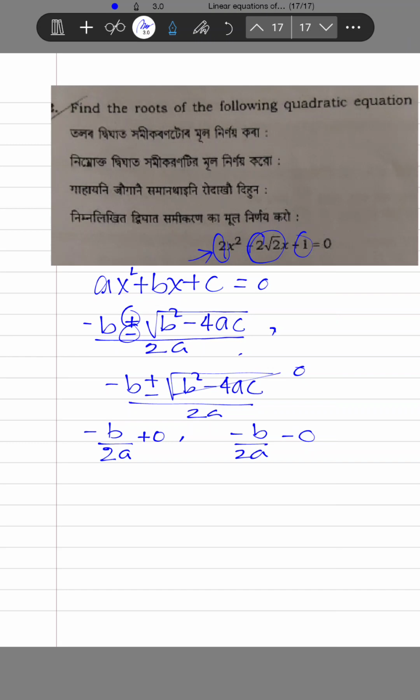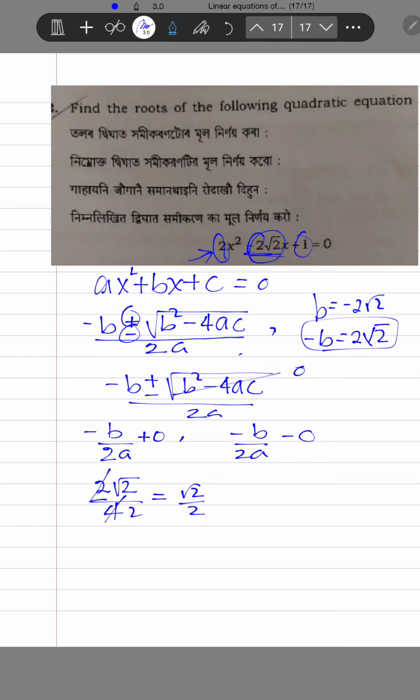That root is minus b divided by 2a. Numerically, when b is minus 2 root 2, then minus b is 2 root 2. So minus b, which is 2 root 2, divided by 2a, where a is 2, gives 2 root 2 divided by 4, which with a little simplification is root 2 over 2. This is the root of the quadratic equation.